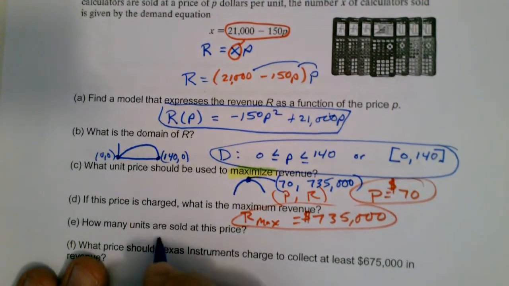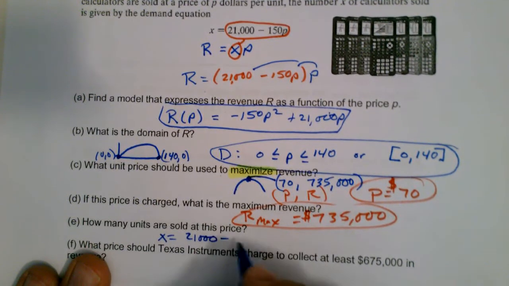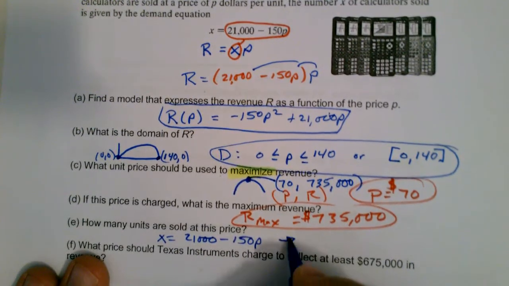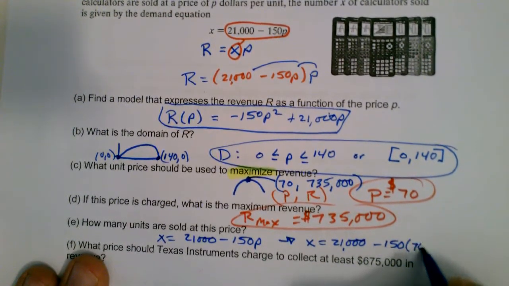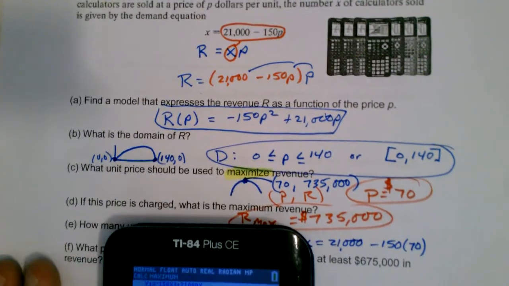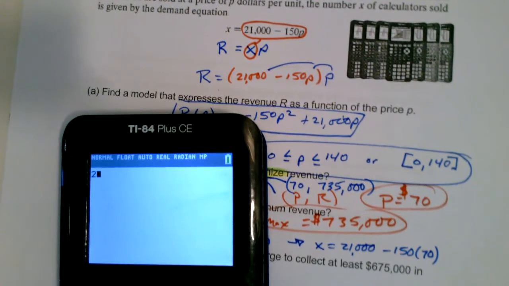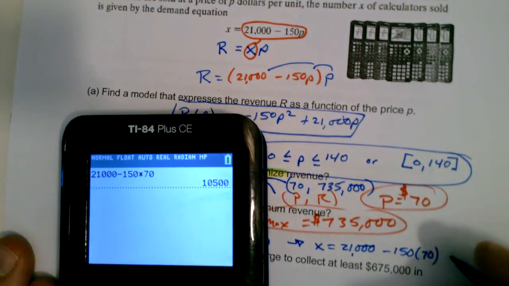This is where we use a couple different ideas. You can do X equals 21,000 minus 150p. Okay, so I would get X equals 21,000 minus 150 times that 70. You just throw that in your calculator. So 21,000 minus 150 times 70. And I'm selling 10,500 calculators.